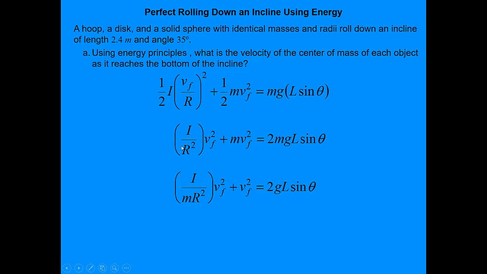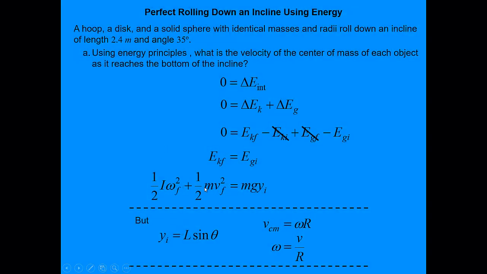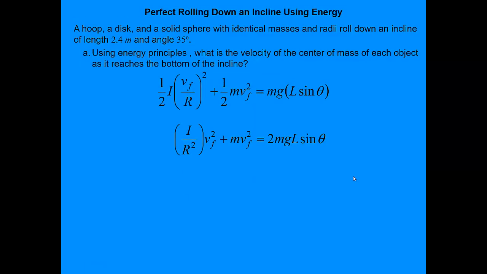By the way, if this question just asked about a hoop, a disc, or a sphere, not all three of them, right, I might have come back here and just plugged in the rotational inertia for the hoop, the disc, or the sphere at this step when I'm making all these substitutions, and then just done the algebra, right? But again, I'm working generically until I need to put those in, right?